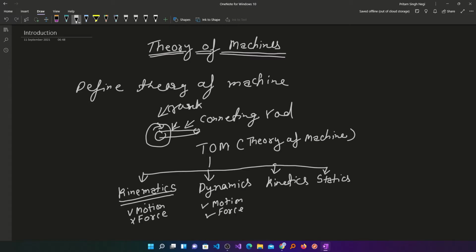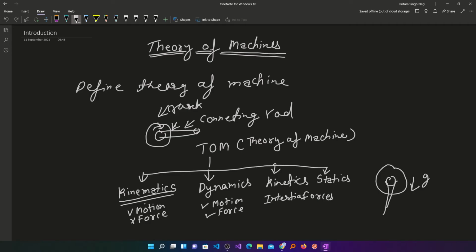Kinetics is the branch of theory of machine which deals with the inertia forces which arise from the combined effect of mass and motion. So in kinetics, we deal with inertia forces. Statics is the branch of theory of machine which deals with forces and their effects while machine parts are at rest. Let's say our flywheel is at rest and connected to a shaft. Even at rest, gravity force is acting on it. Such conditions come under statics.